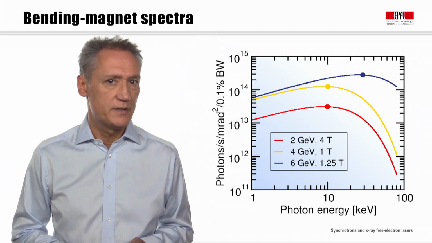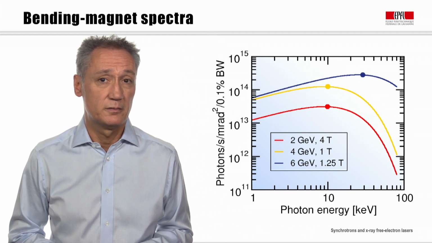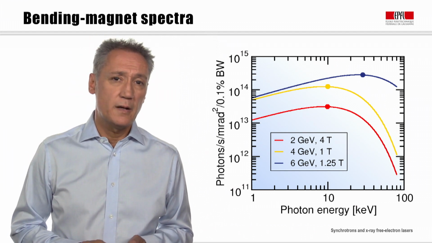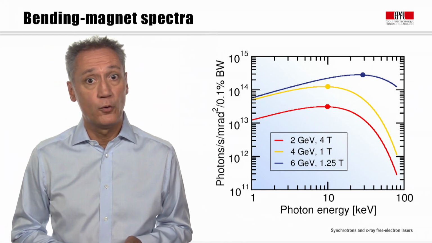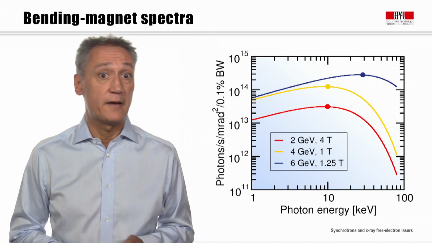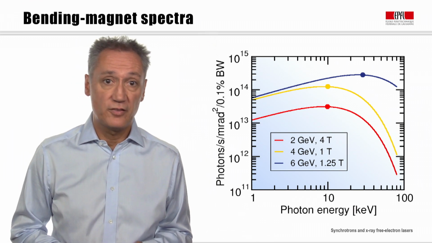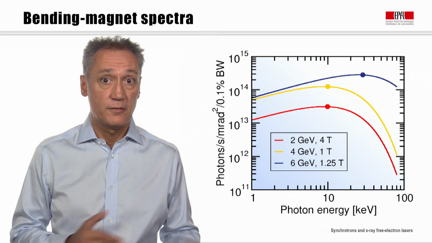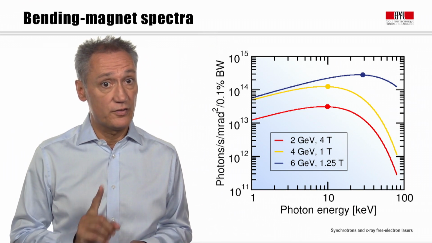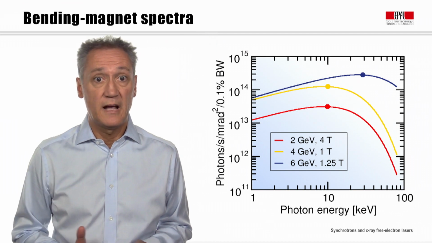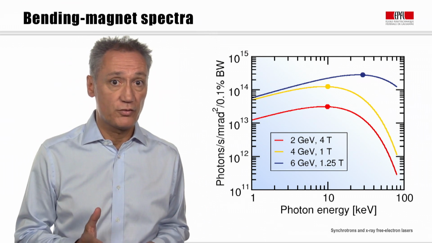Shown here are three curves for different storage ring energies and magnetic field strengths. Note that the only difference between the spectra for a 1 Tesla bending magnet in a 4 gigaelectron volt ring and a 4 Tesla bending magnet in a 2 gigaelectron volt ring is the intensity, and this differs from each other by a factor of 4. Their critical energies, highlighted as circles, are identical, as the product of the square of the storage ring energy and the magnetic field strength are equal.